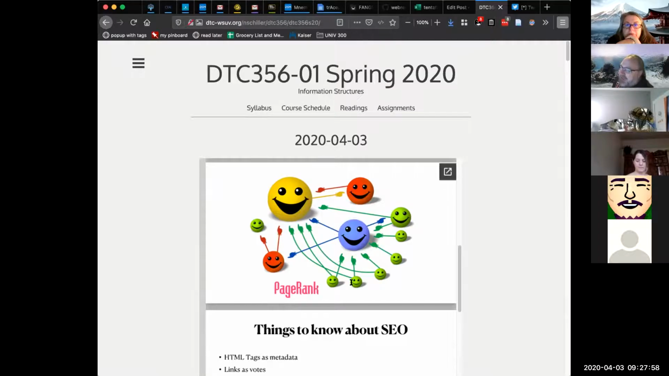So if we look at the picture of the happy little circles, each of the happy little circles is a web page.